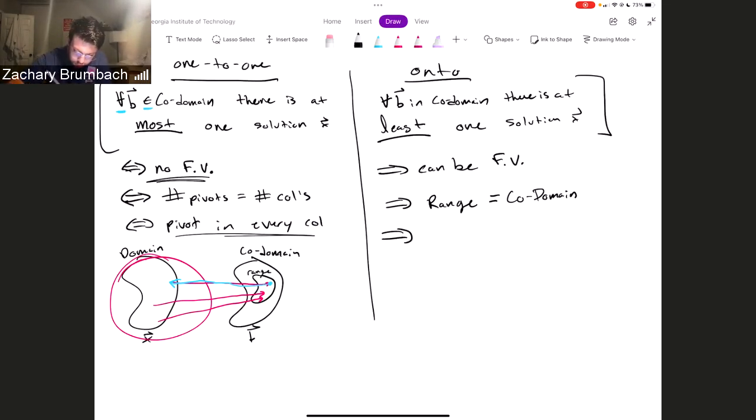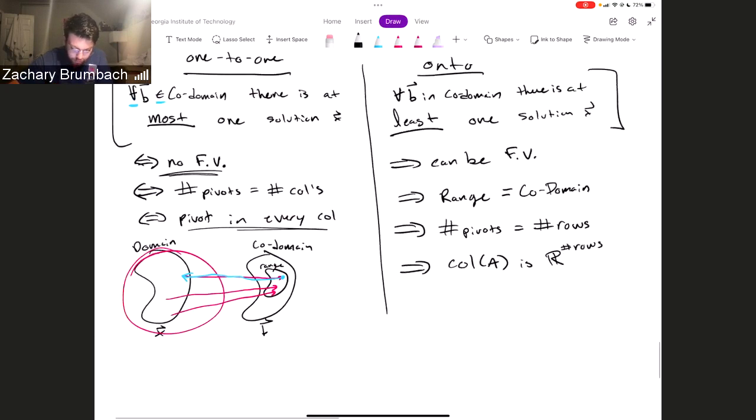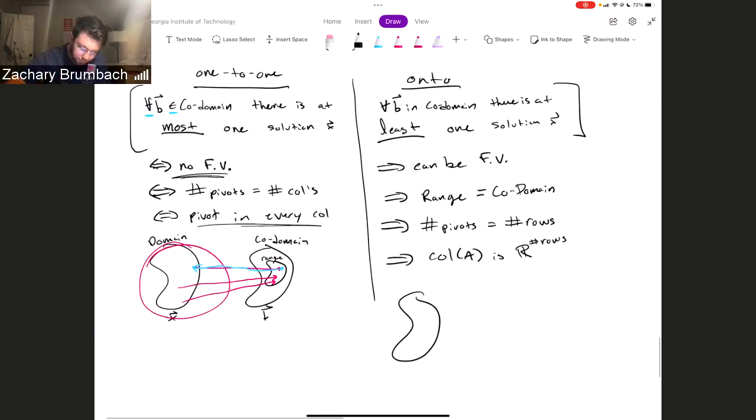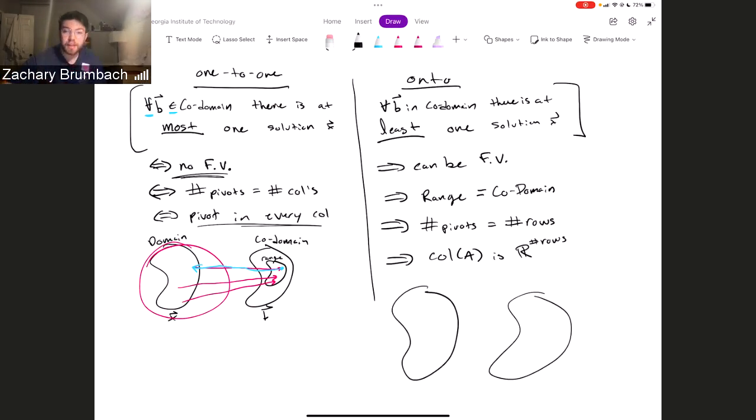So that means number of pivots equals number of rows, right? Because we have that many linearly independent vectors to get us the whole space. So you can also think about that as the column space of A is R to the number of rows, okay? So drawing this on a diagram like we did before, blob, blob. So if we can get everywhere, at least one way, we can get to each B. So this whole space is the codomain, or this whole space is the range.